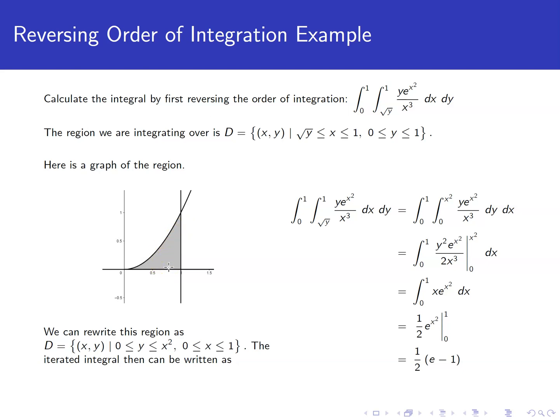Well, we can rewrite it now in terms of y first and then x. This is y equals x squared, and this is y equals 0. So the y goes between 0 and x squared, and then my x's go from 0 to 1. So reversing the order of integration here, we get integral from 0 to 1, integral from 0 to x squared of our integrand dy dx. Antiderivative for y is just y squared over 2. When we plug in x squared now, notice that we'll have x to the 4th over x cubed, and we just get an x e to the x squared dx.